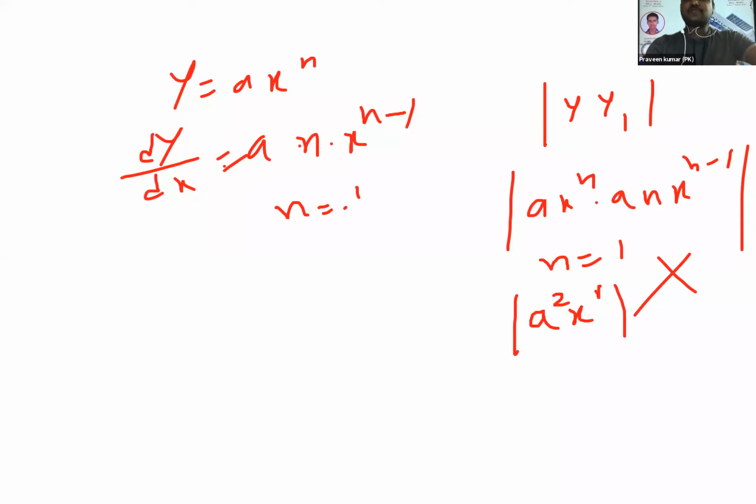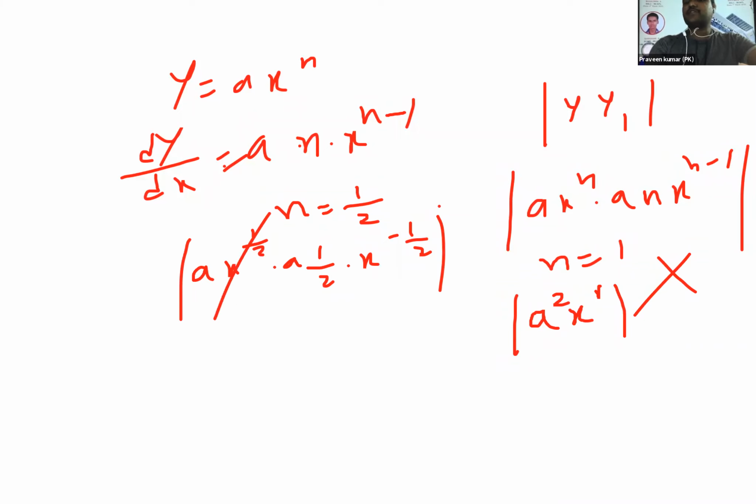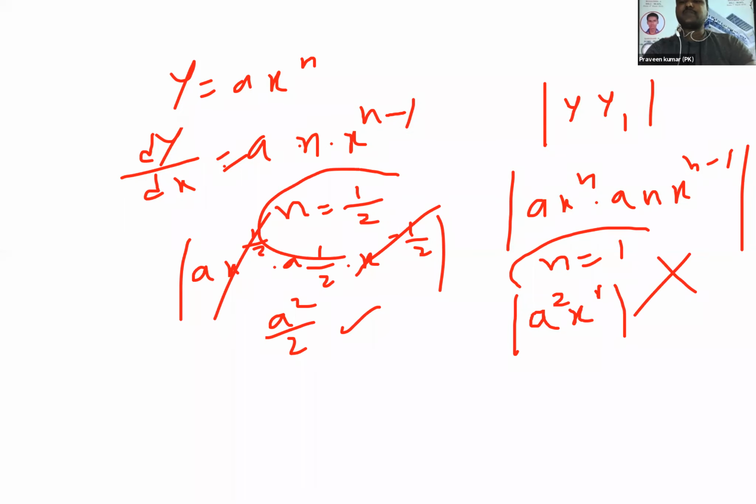In place of n, substitute 1/2. A x power 1/2 into a into 1/2 into x power 1/2 minus 1, minus 1/2. X power 1 by 2 and x power minus 1 by 2 cancel. What will you get? A square by 2. It is a constant now. So what you substituted in place of n gave a constant, which means n is 1 by 2. Okay.